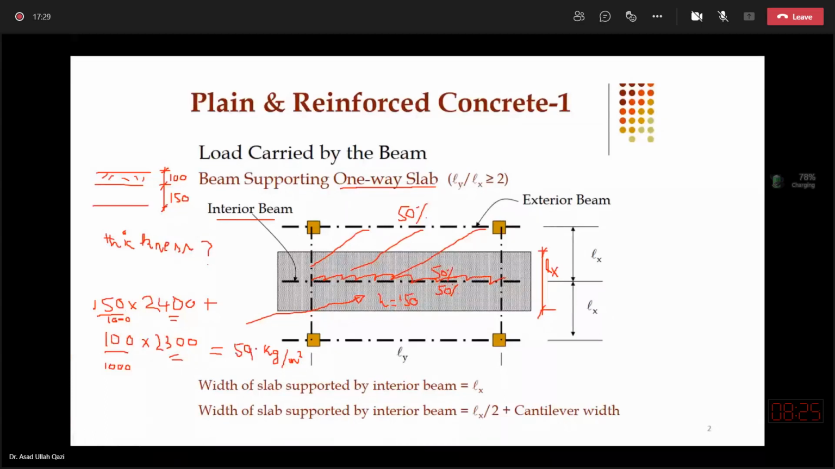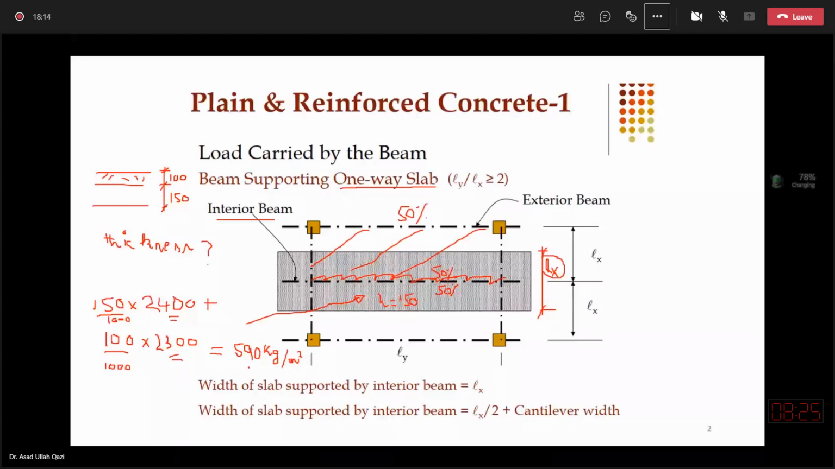And this 590 kg per meter square, I have one, I would say, the service self-weight pressure, which I may assume is present in this hashed area, which is supported by this interior beam. Now, if I multiply this 590 with the transverse dimension of this area, which is Lx, I can get the UDL on this interior beam.